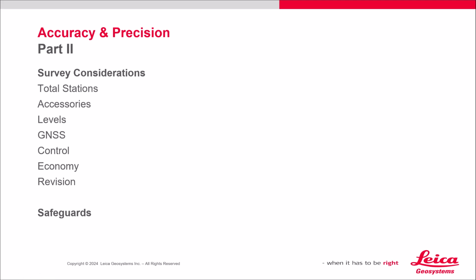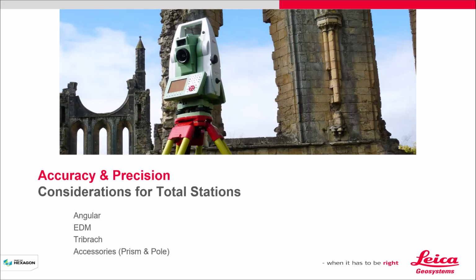Now let's talk about part 2, the survey considerations for total stations, the accessories, levels, GNSS equipment, control, economics, and revision, and then finally safeguards. We're going to start out here with the considerations for total stations, and we're going to be covering angular, EDM, tribrach, and accessories.